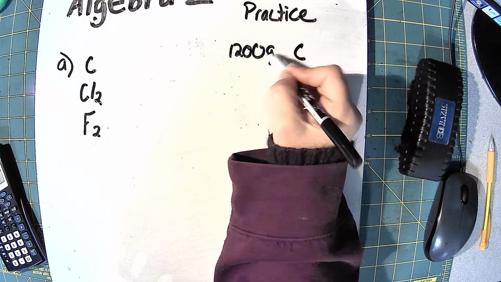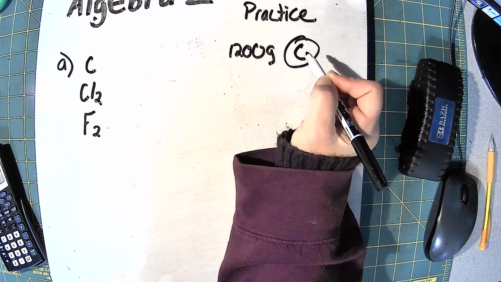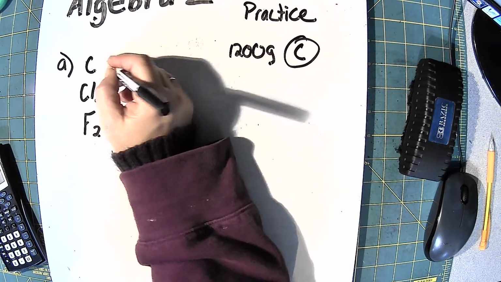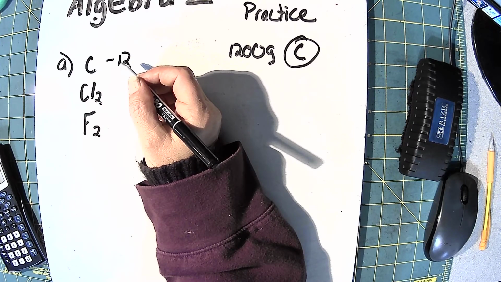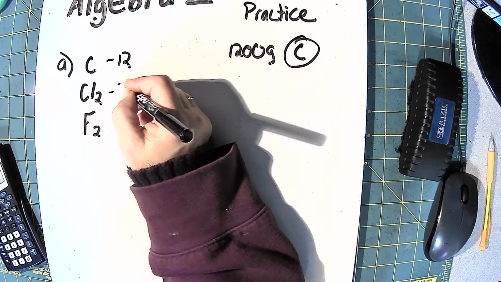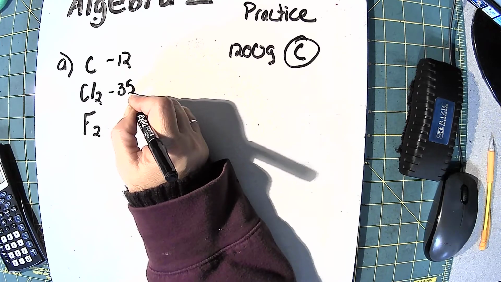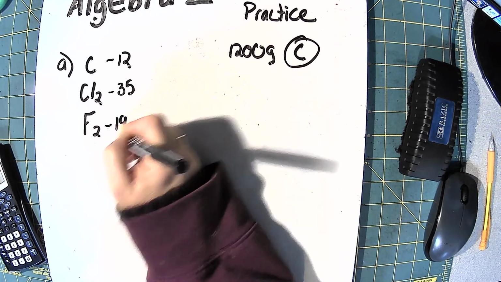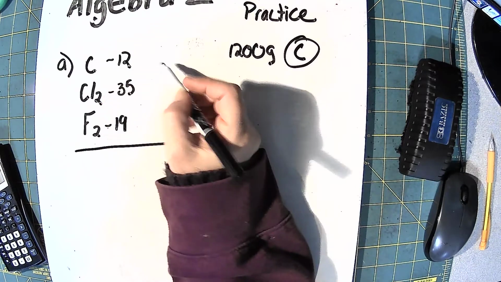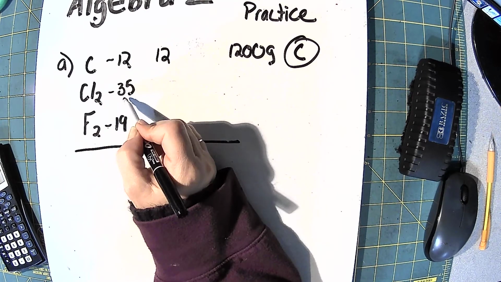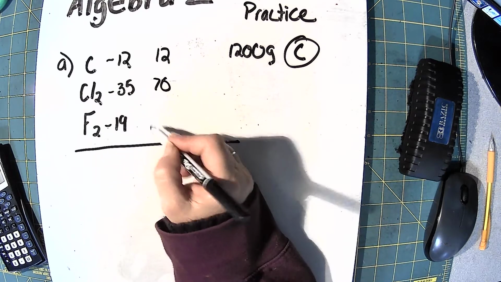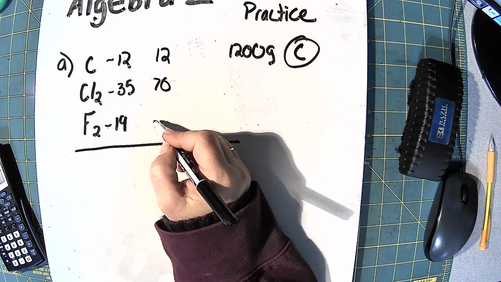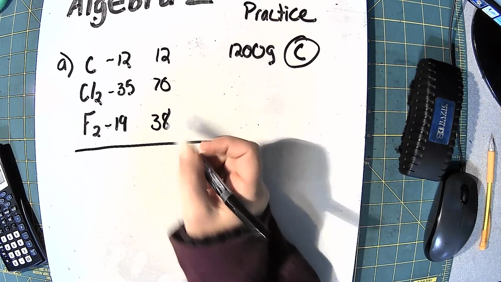Carbon's what we're looking for. And then it tells us our carbon weighs 12, the Cl weighs 35, and the F weighs 19. Okay, now we're going to multiply these out. We have one carbon atom at 12. We have two of these Cl's at 35, that would be 70. And we have two of these at 19, which would be 38.